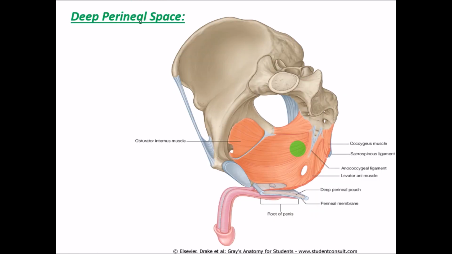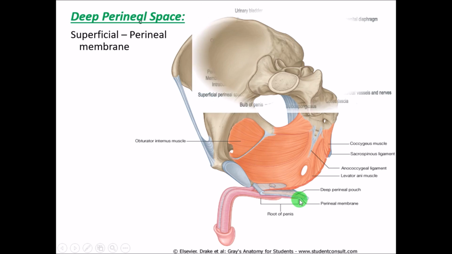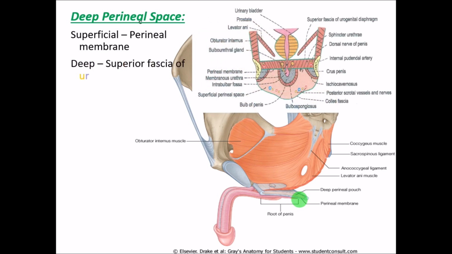Okay, then as we said, deep to the perineal membrane we have a smaller pouch. This is called the deep perineal space or pouch. Okay, what are the boundaries? Superficially we have the perineal membrane, as we know, and deep we have the superior fascia of the urogenital diaphragm. Here you can see this is the superficial perineal pouch, superficial to the perineal membrane. Deep to that, this space is called the deep perineal pouch.